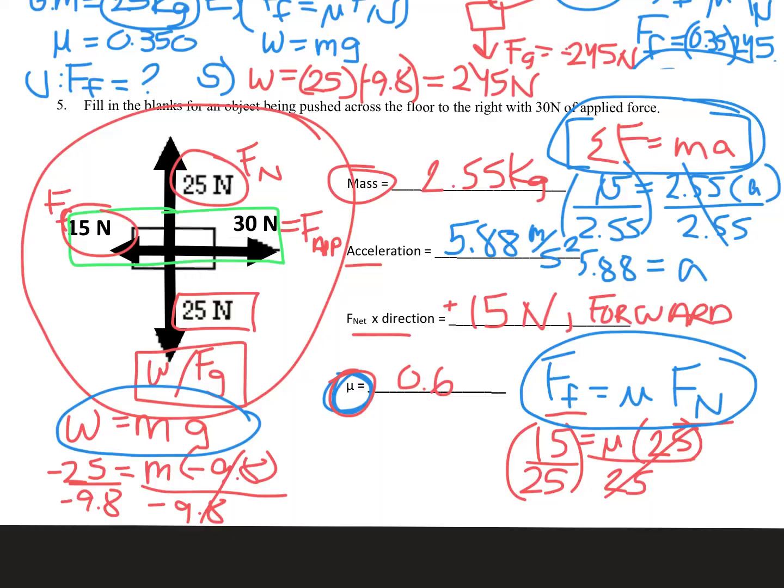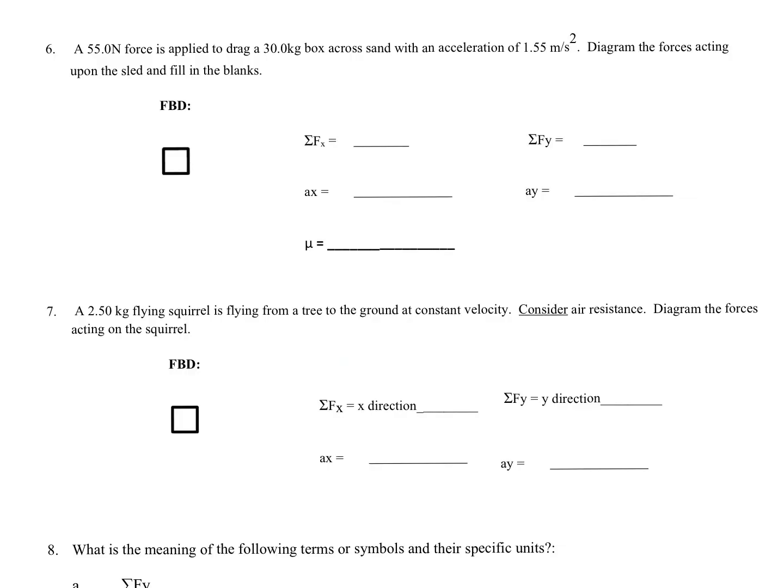Let's tackle the back. Checking out question number 6. A 55 Newton force is applied to drag a 30 kilogram box across sand with an acceleration of 1.55 meters per second squared. Diagram the forces acting upon the sled. Wow. Okay, let's see. They gave me mass, so that might be important later.